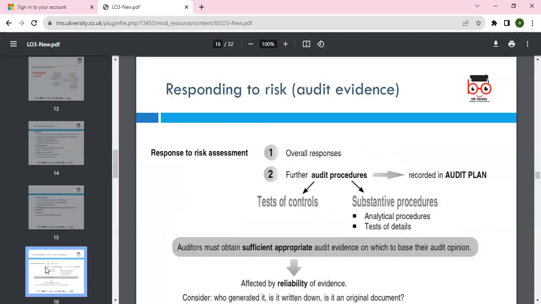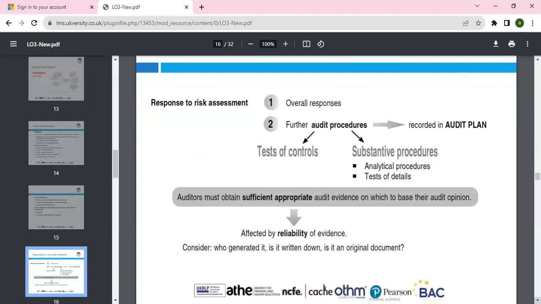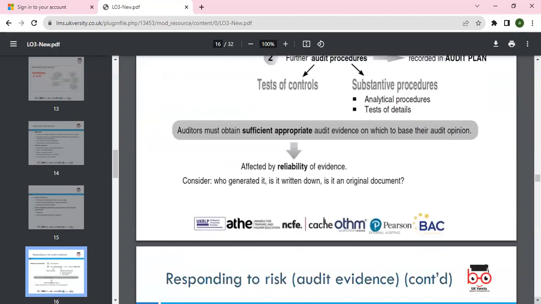So, reporting to the risk: audit evidence, overall responses, further audit procedures and the audit plan need to be considered, which includes tests of control and substantive procedures. These are audit procedures, which we can look at in analytical procedures and the test of control. The auditor must obtain sufficient appropriate audit evidence on which the basis of the audit opinion is developed. It is affected by the reliability of evidence. Consider who generated it, who wrote it down, and whether it is originally documented. So that's what we need to look at.